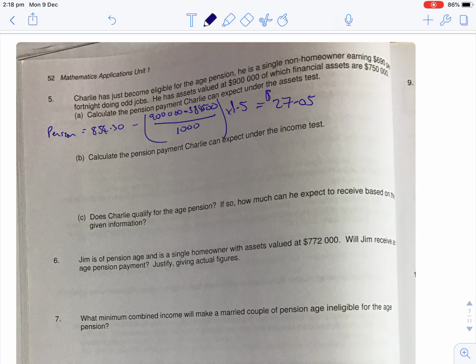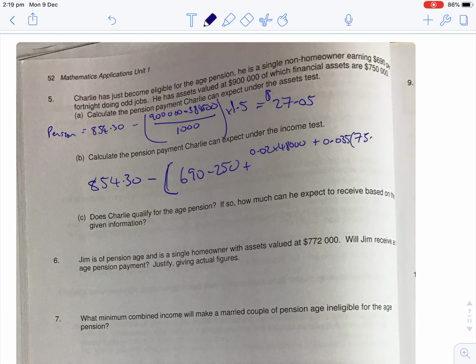Part B, calculate the pension payment he can expect under the income test. Under the income test, he would get the $854.30, which would be the full payment. Take away his deductions. To work out his deductions, he has $690 in income. Take away the first $250 because he won't get penalised for that, plus his deemed income. The deemed income is broken down into two components. He'll pay 2% on his first $48,000 because that was the threshold for a single person, plus he'll pay 3.5%, so 0.035, for each dollar over that $48,000.